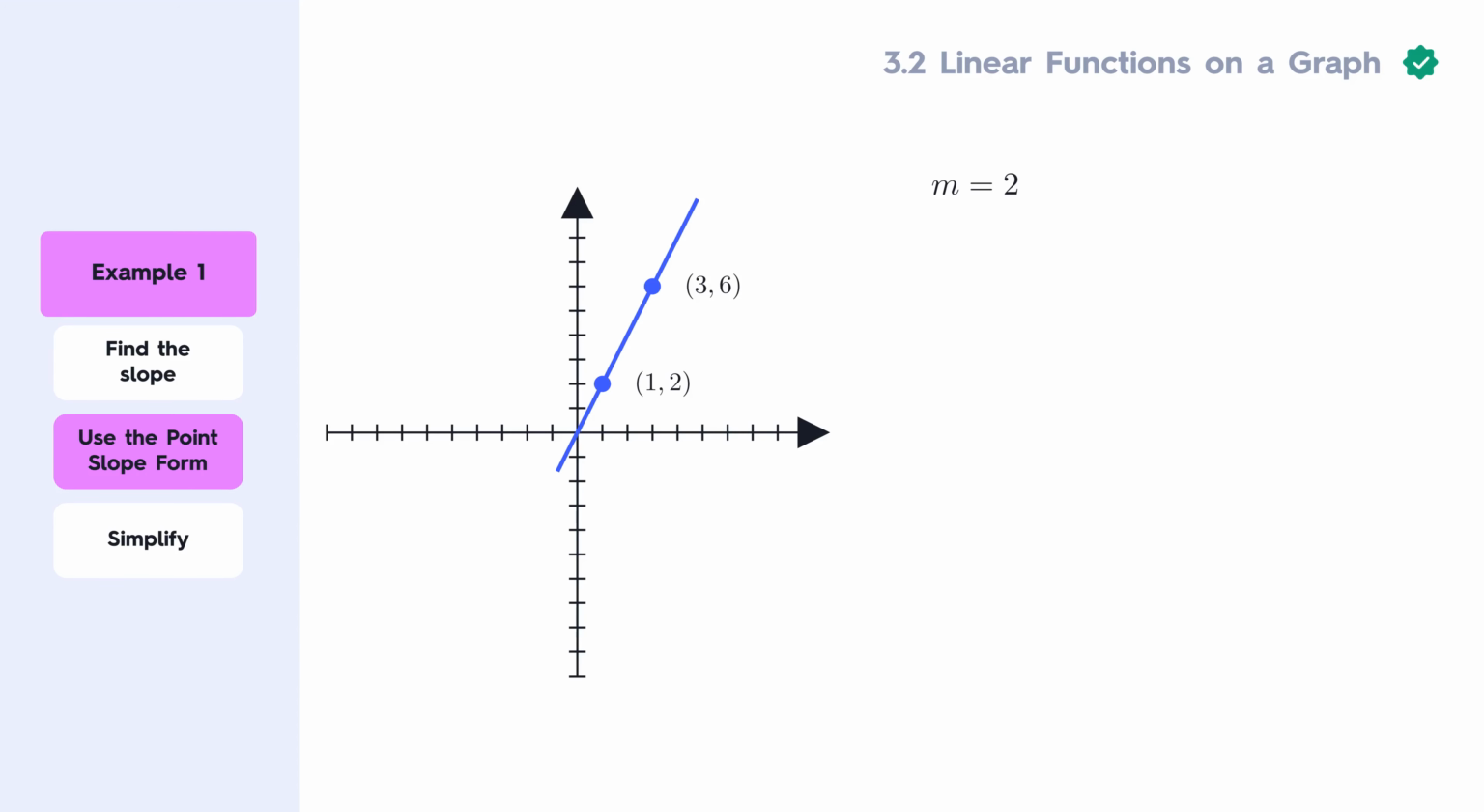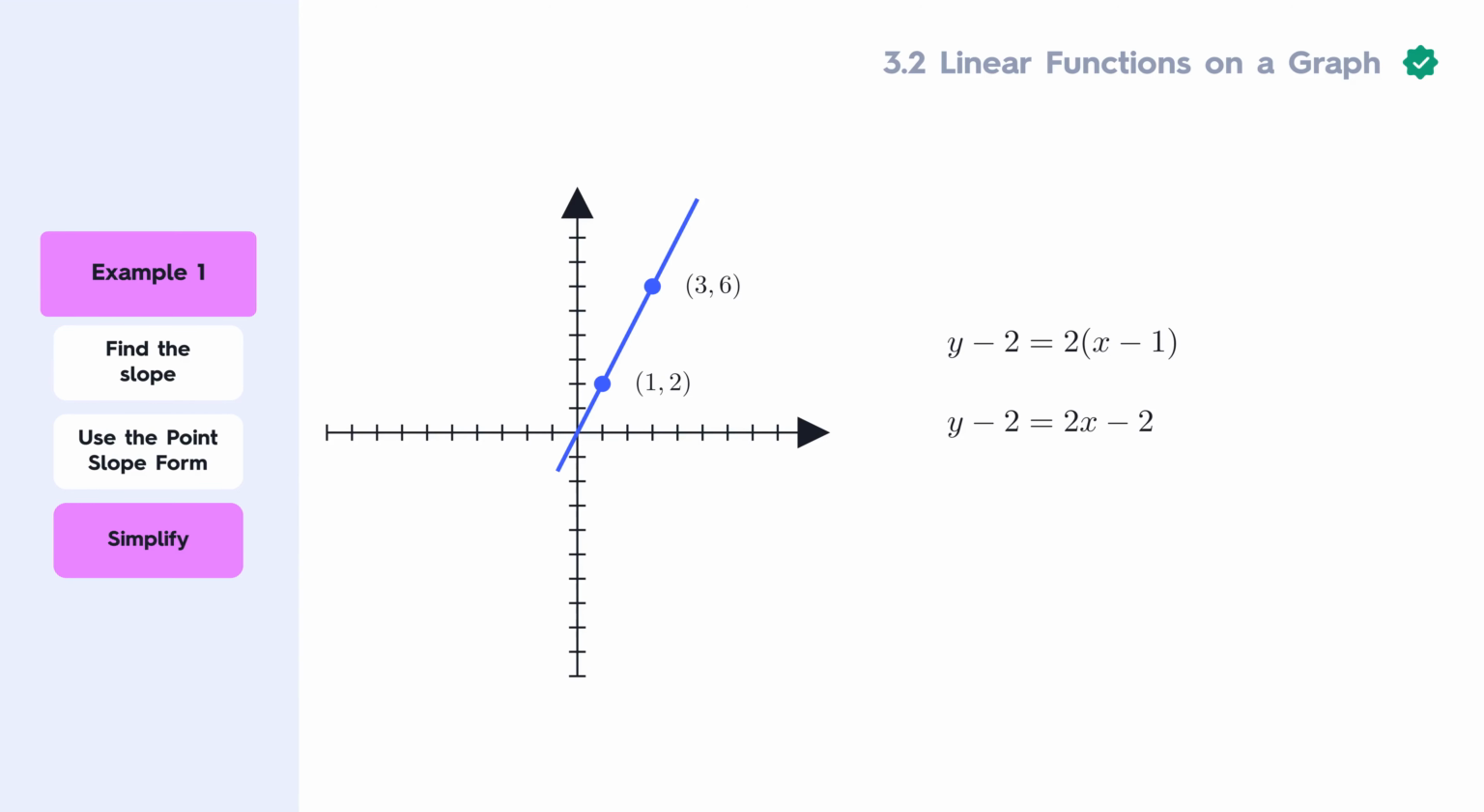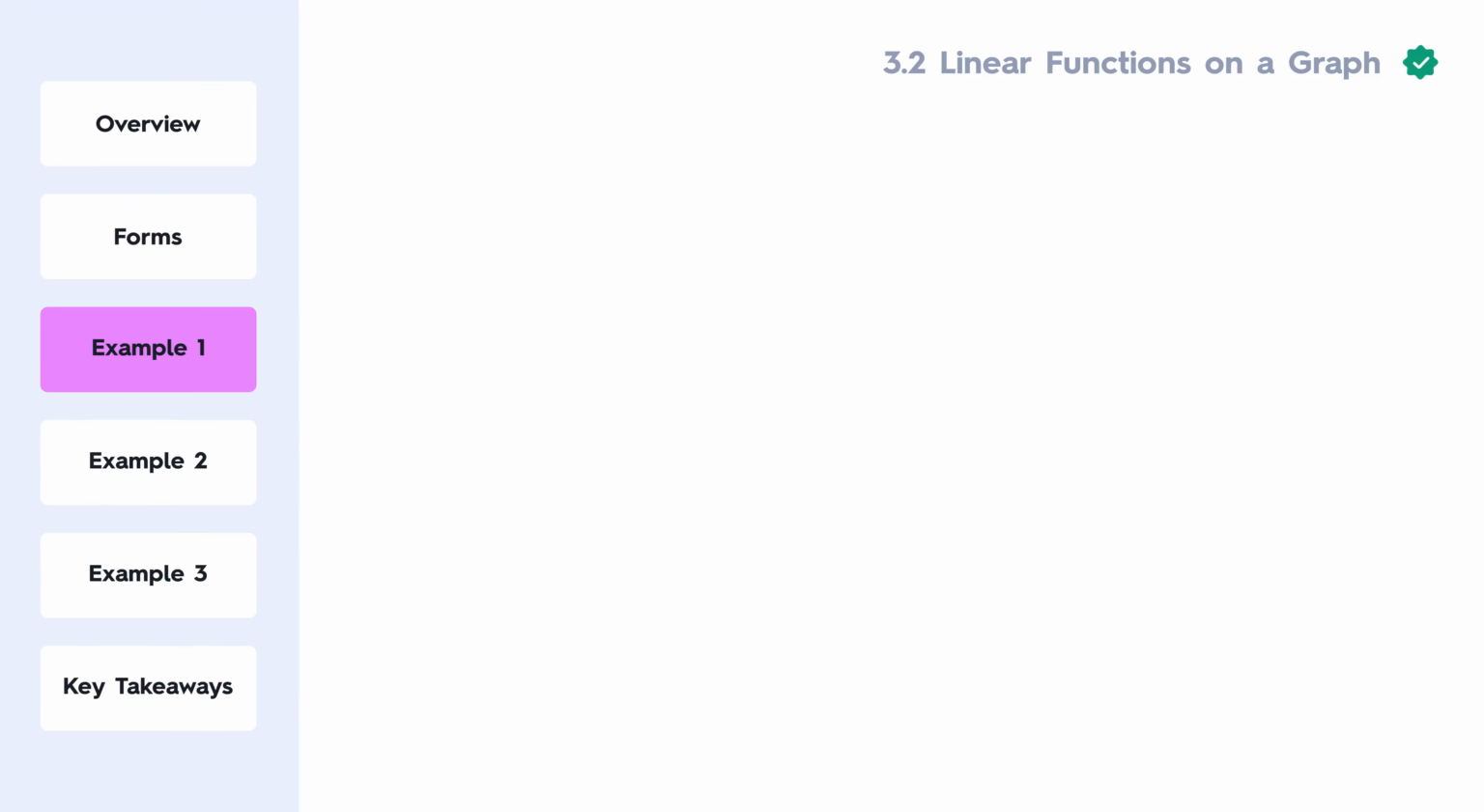Now that we know the slope, we can use the point-slope form of a linear equation. We'll use the point, 1, 2, and the slope m equals 2 in the equation, y minus 2 equals 2 times x minus 1. This is the point-slope form of the equation. Finally, let's simplify the equation to slope-intercept form, y equals mx plus b, by distributing the 2 on the right side, and adding 2 to both sides. So, the equation of the line is y equals 2x. Great job! Now, let's move on to a more challenging example.